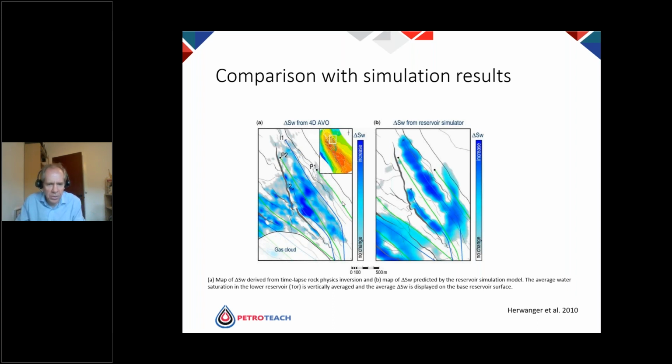You can see that something happened out here. The green is the producer, the blue is the injectors.